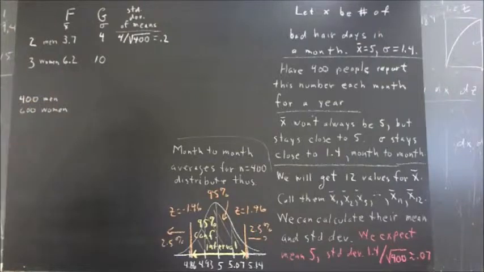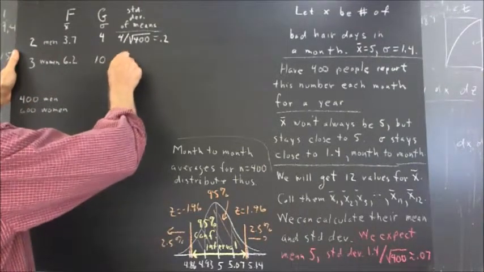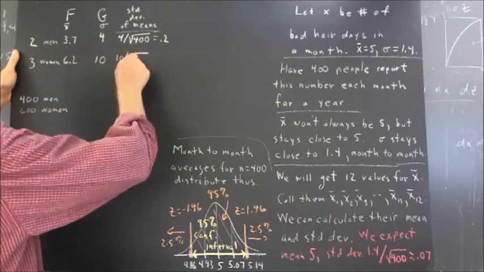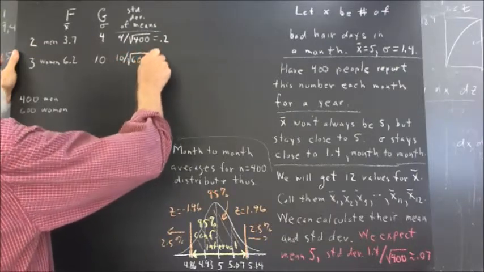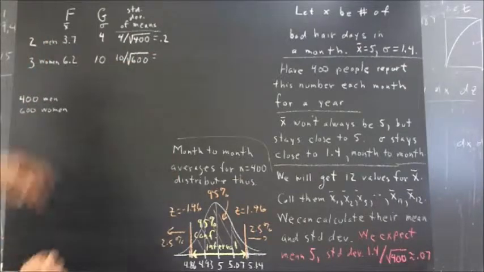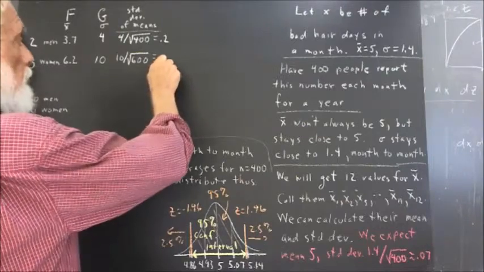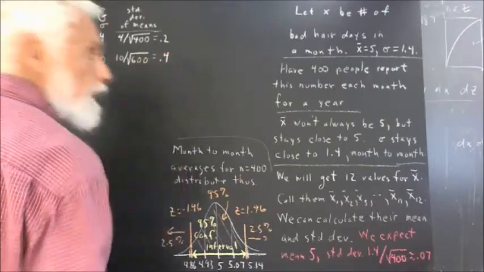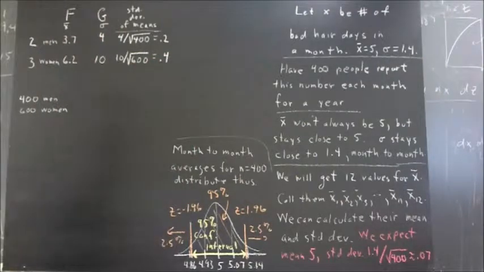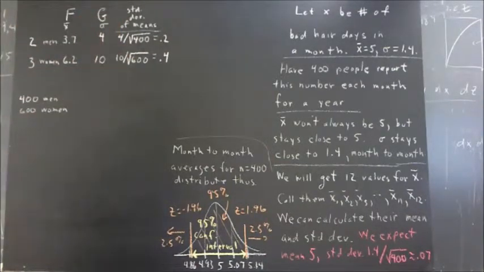And we can do the same for the women. It's going to be 10 over the square root of 600. Square root of 600 is about 24.5. Let's just say 25. If we divide 10 by 25, we get 0.4. Now it's actually a little more than that, but let's just round the number off to 0.4.